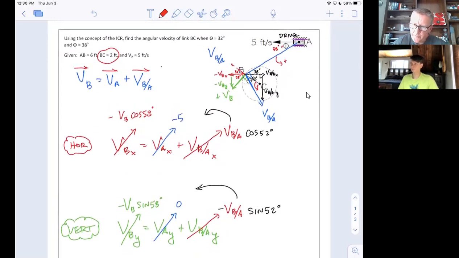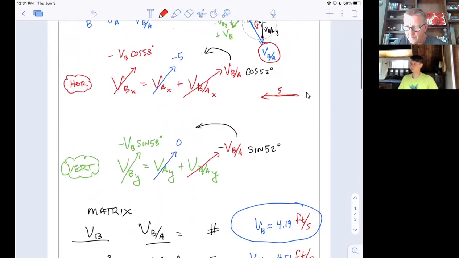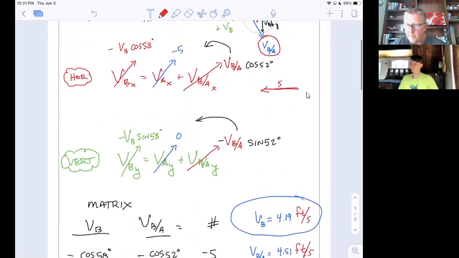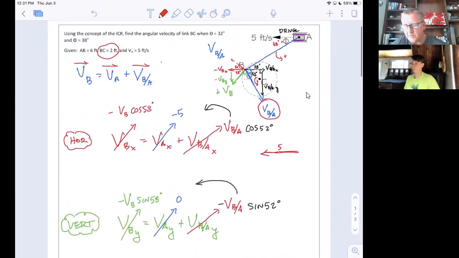So if I drew a horizontal vector of 5, and notice I don't really know how long to draw that, so I'm just going to call that 5, okay? And so that's A, but now I'm going to add to that this velocity of B over A vector, and we just figured out that that was 4.51, correct? So I'm going to draw it a little shorter. And then what direction do I draw it? Well, I've got to be perpendicular to this line right here. That's the only thing I really know, right?